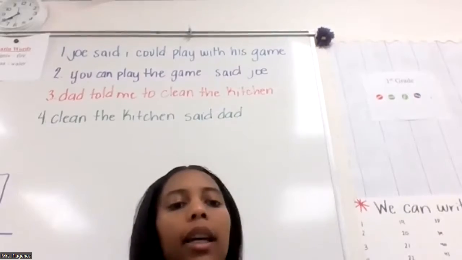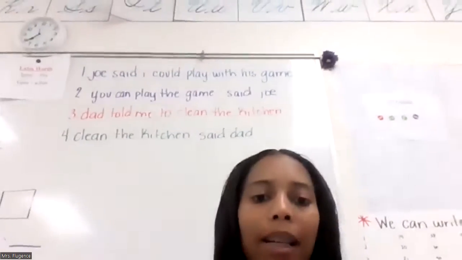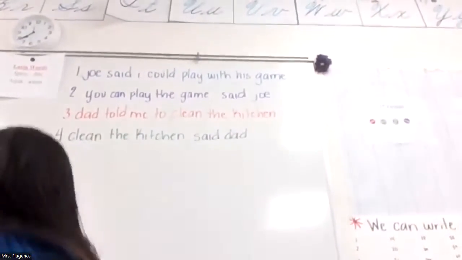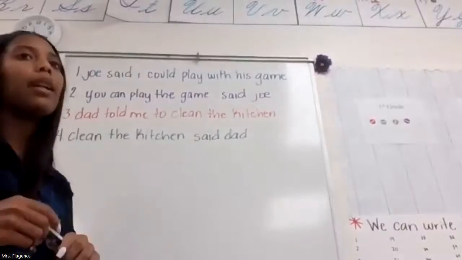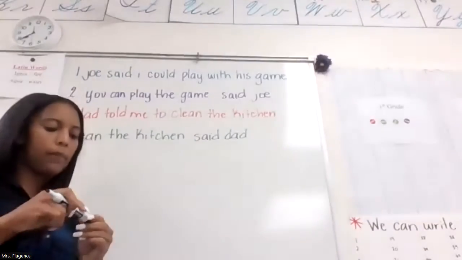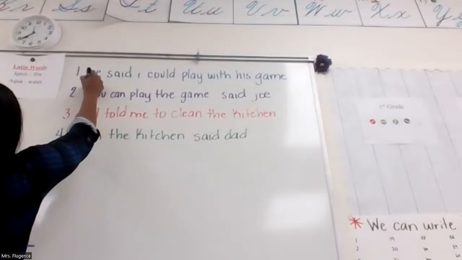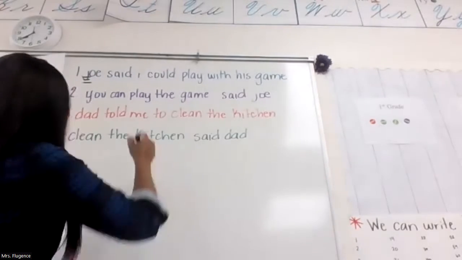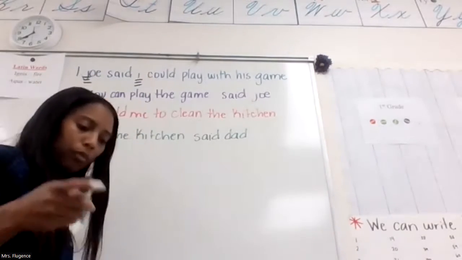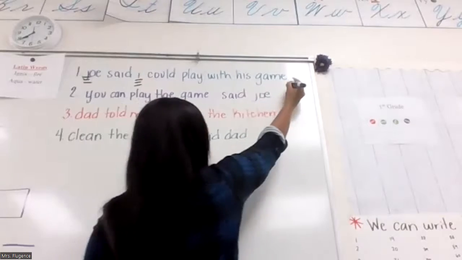All right, so let's look at it. All right, so let's go ahead. We didn't correct number one, and then we'll correct number two at the same time. All right, so number one, Joe said I could play with his game. Anybody wants to fix this for us? Capitalize the first letter J. Capitalize that I. Put a period at the end.